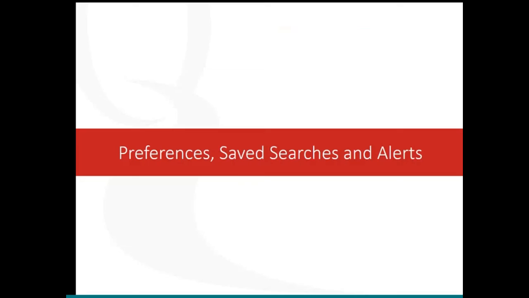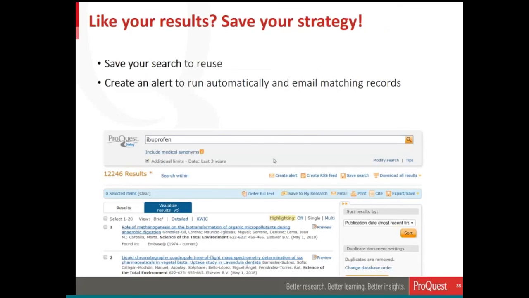All right, I want to talk for a second about preferences, saved searches, and alerts. Once you have created a search strategy and you've looked at some of the records and you're pretty happy with your search strategy, you may want to save that in order to reuse it in the future. So I can save that as a saved search, or I can create an alert to have that automatically run in the database or databases that I'm in and email me the matching records as they enter the databases.